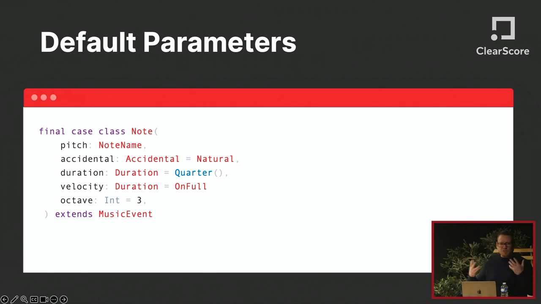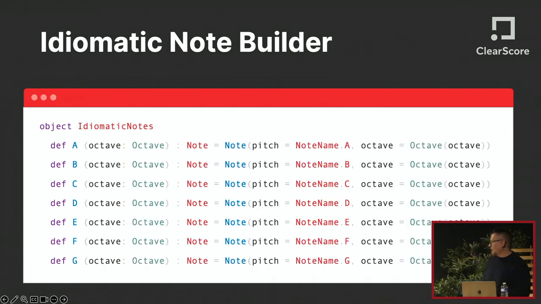Of course, this is always going to result in a quarter note on full, natural, third octave. So for that, we have some different methods we can use. And this one here, we can take the octave. So again, I did this, passing the octave into the constructor, because I liked the way that it looked when I wrote it. I liked it aesthetically.